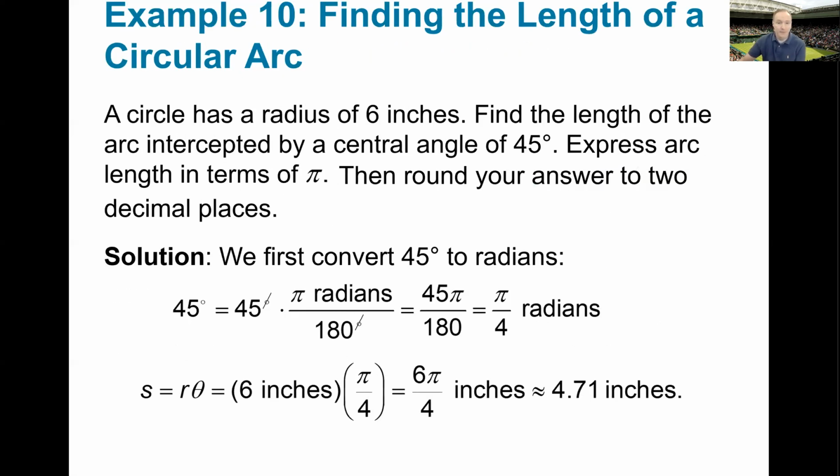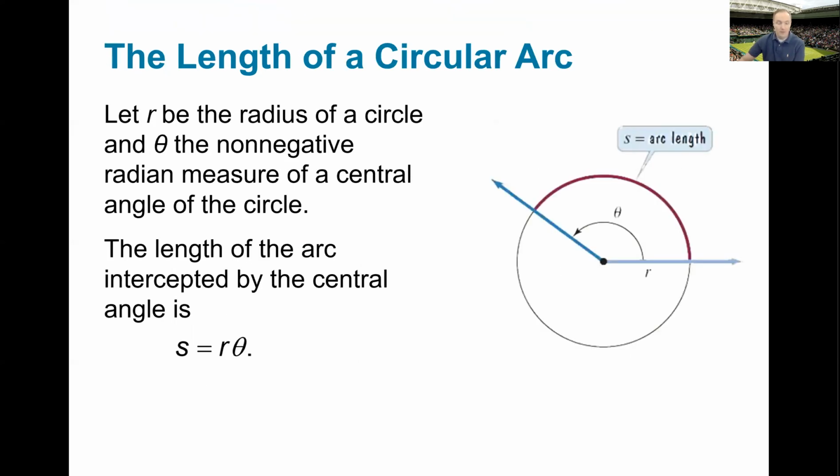For example 10 here, let me go back to this real quick. Remember, we were talking about circular arcs. If I wanted to find the arc length of that circle, then all I would have to do is say the arc length S is going to equal whatever the radius is times the angle theta. Now, this S equals R times theta formula will always work as long as theta is given in terms of radians. If theta is given in terms of degrees, you're going to have to convert that degrees to radians before you can evaluate your arc length formula.